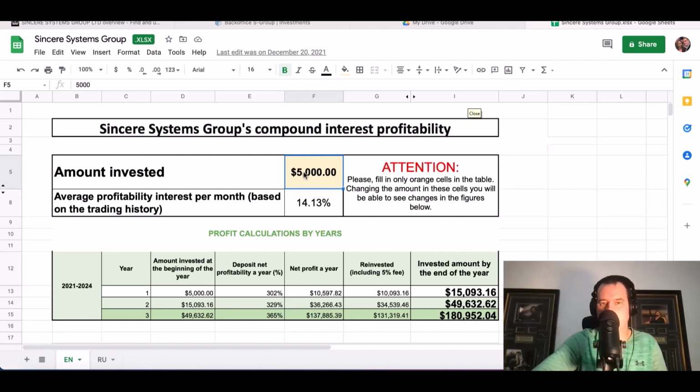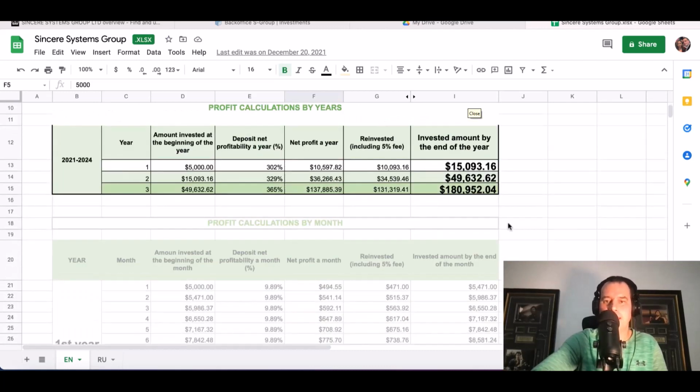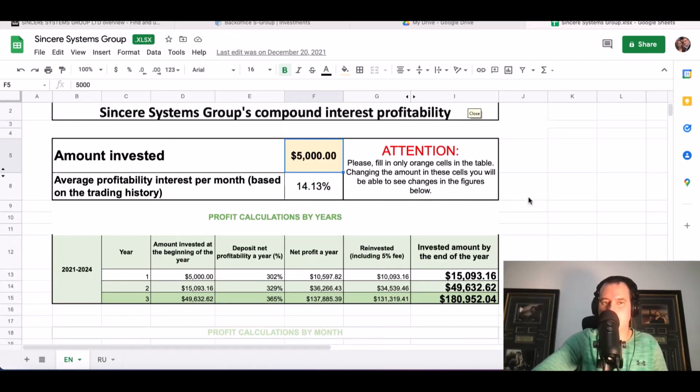You could type in 1,500 here, right? Do whatever you want with that, and you could see the results from that. As I was saying before, you need to make $15 a month to compound in here.